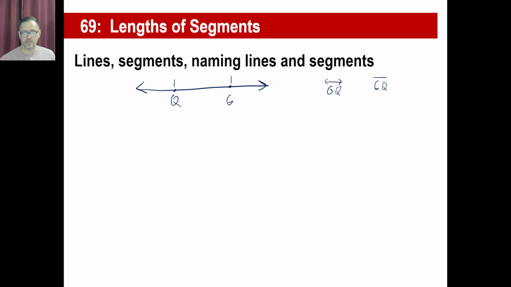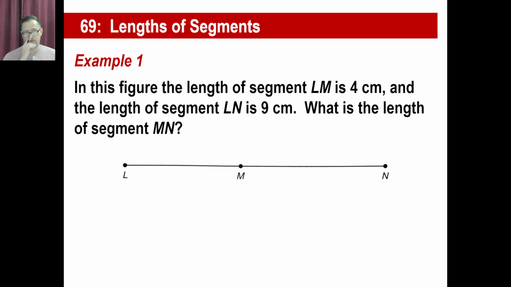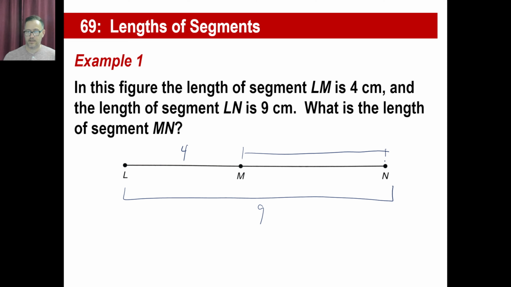Okay, so let's look at this. It's just simple mathematics as far as this goes today. In this figure, the length of segment LM, in other words here, is 4, and the length of segment LN is 9. What's the length of segment MN? Well, obviously it's going to be 9 minus 4, or 5. That's just getting your brain to think geometrically and do the arithmetic.